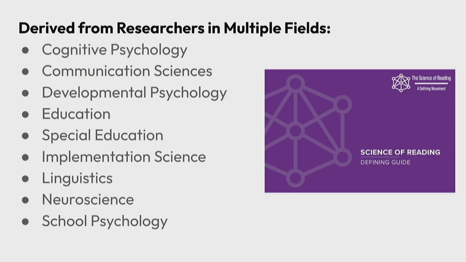And then this is also derived from researchers in multiple fields. So this is not just one person who says, hey, this is the science of reading, everybody do this, buy all these materials. It's actually coming from lots of different research and lots of different fields. So we're looking at cognitive psychology, communication sciences, developmental psychology, education, special education, implementation science, linguistics, neuroscience, school psychology. All of the research from these different fields has come together to really help us define how we as educators help kids become proficient readers and writers.